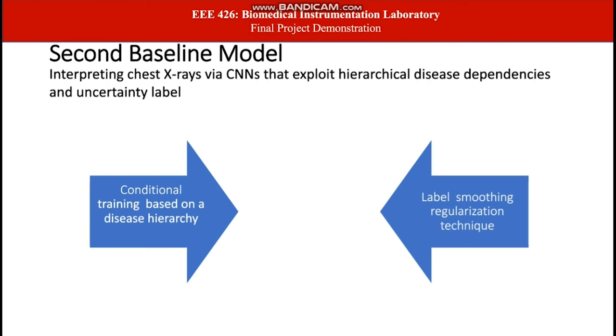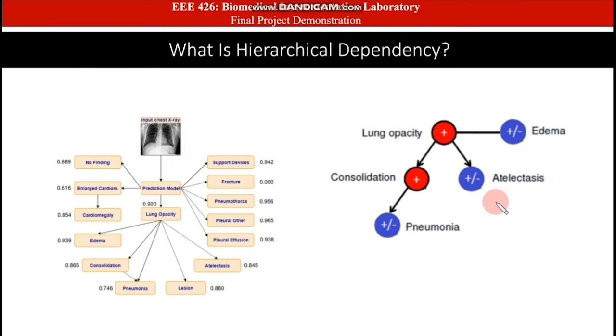Our second baseline model is a journal paper which incorporates hierarchical dependency and label smoothing in its training method. Two major novelties of this model are, first, a conditional training process based on a predefined disease hierarchy, which is presented in the form of a tree. Due to this, the model can learn dependency among labels. Next, a label smoothing regularization method, which is implemented by mapping each uncertainty label to a random number. What is hierarchical dependency? Hierarchical dependency is predefined by the radiologist. Here the root node or parent node corresponds to the most general class. Opacity is like a root node, and a leaf node denotes a specific class like pneumonia.